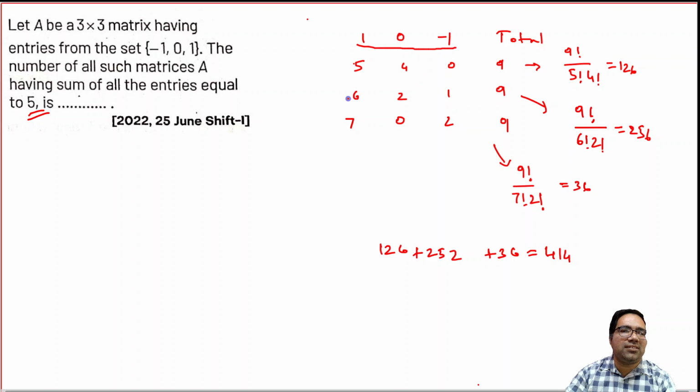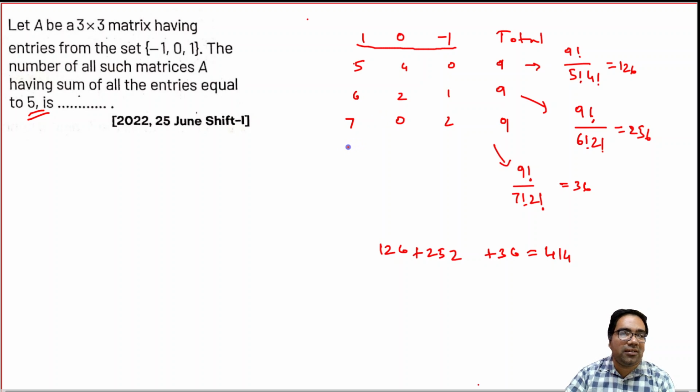That's why I'm not considering fewer than 5 ones. Now, if you consider 6 ones, what does that mean? The total is 6, and we want to get it to 5. That means we have to have one minus 1, and the remaining two zeros. And if you consider 7 ones, then the total is 7, and to get 5 we have to subtract 2. That means 2 minus 1s, and the remaining zeros don't contribute to the addition. 7 plus 2 is 9, so we cannot have any zeros.